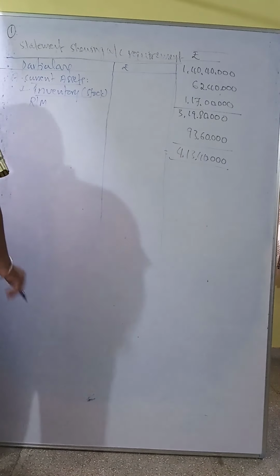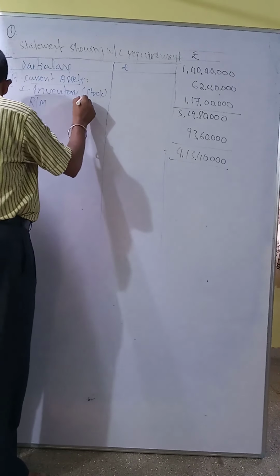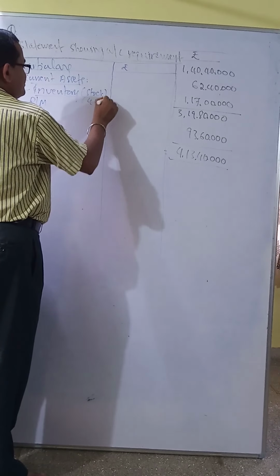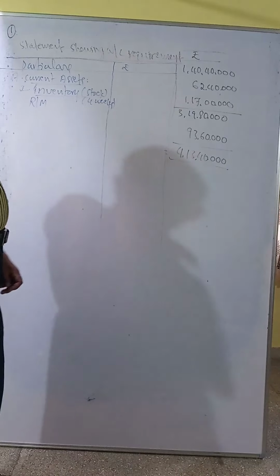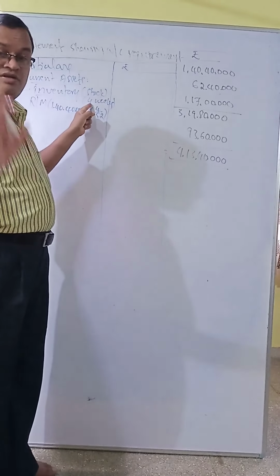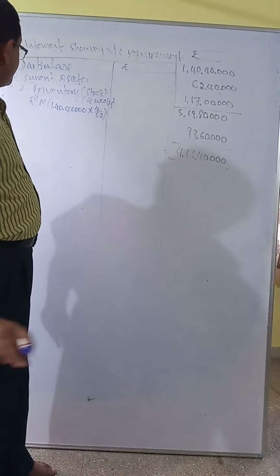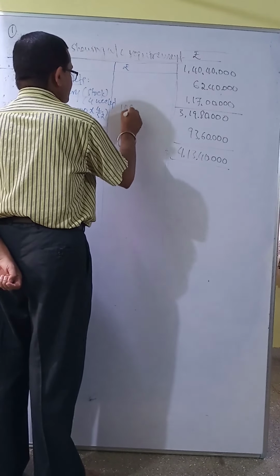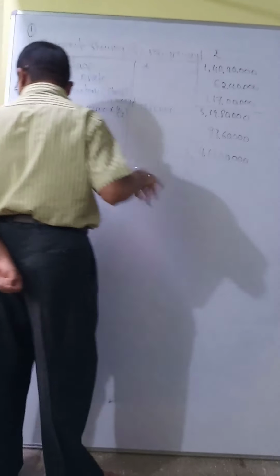The first point is inventory. How many weeks have they given? They have given 4 weeks. Raw material cost we know: 1 crore 40 lakh 40,000 into 4 by 52. Out of 52 weeks we want only 4 weeks of raw material cost. So this into this, you will get 10 lakh 80,000.